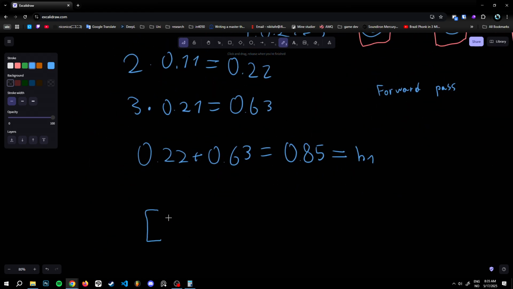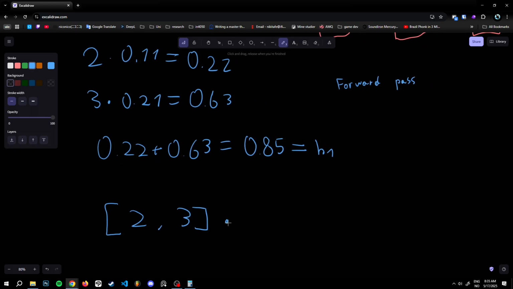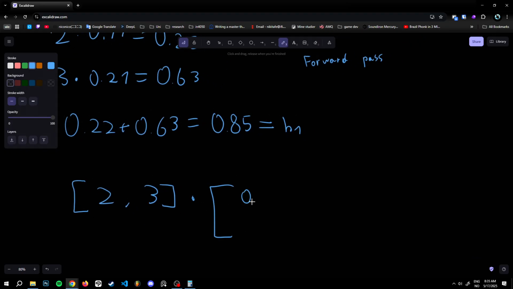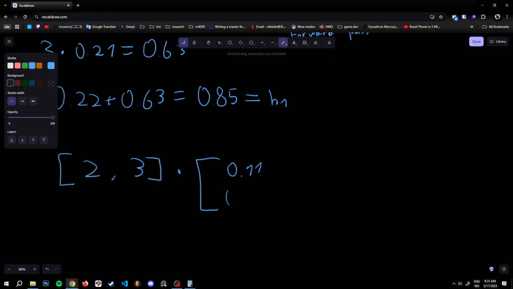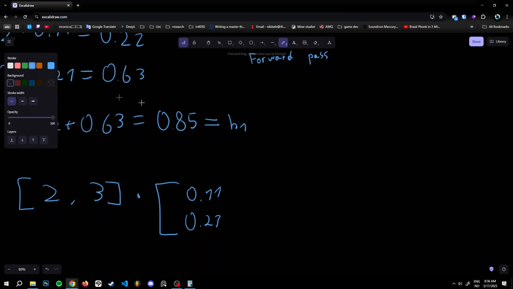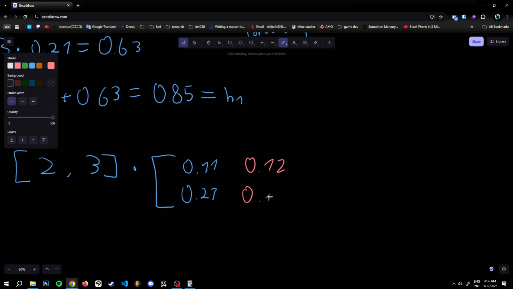So what we just need to do is have this 2, 3, and then you multiply it, and you can say that we're going to be multiplying it by 0.11, which is this thing, and 0.21, which is everything we just did. And you can also add in the matrix multiplication 0.12 and 0.08.